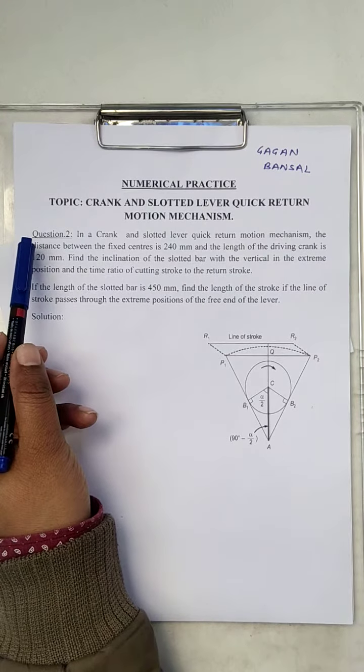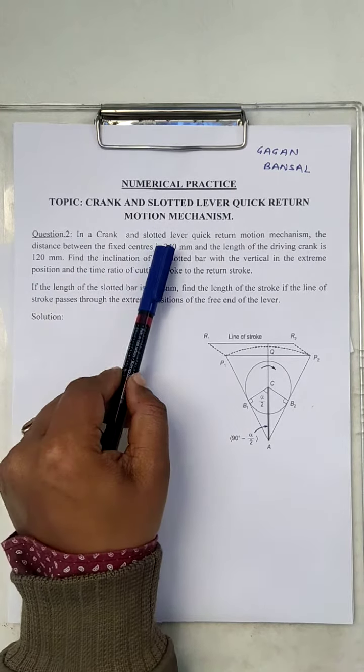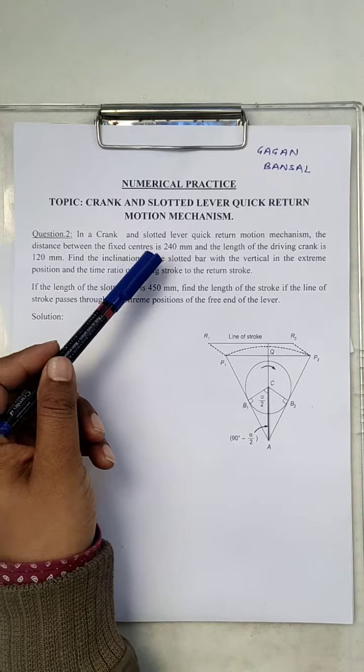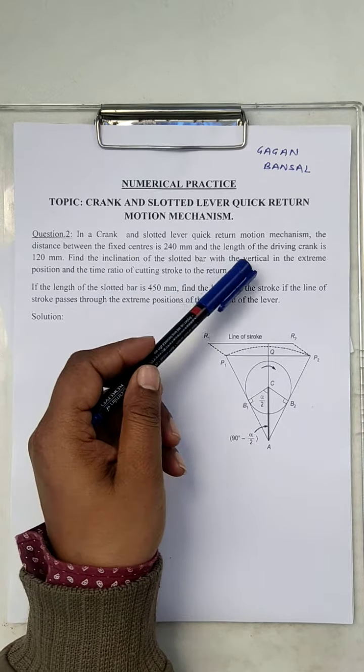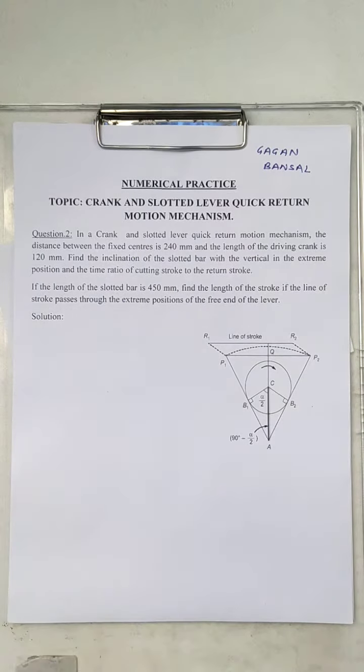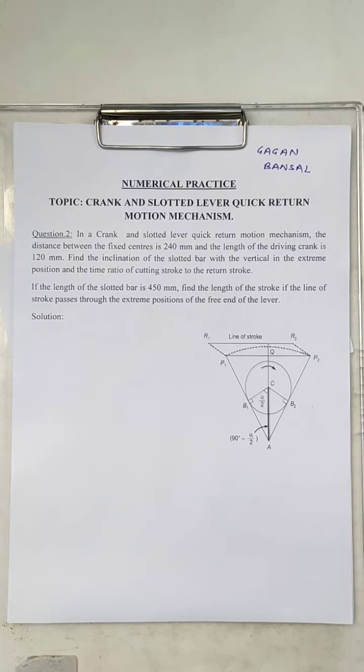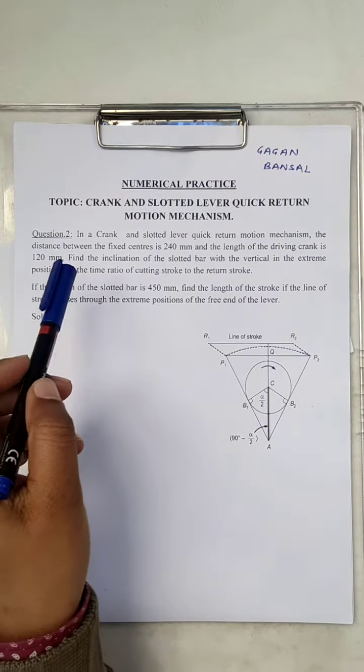So our question says, in a crank and slotted lever quick return motion mechanism, the distance between the fixed centers is 240 mm and the length of the driving crank is 120 mm. First of all, I would like you to note down this particular question which is visible on your screen so that the problem becomes easy. So we'll proceed with the process.